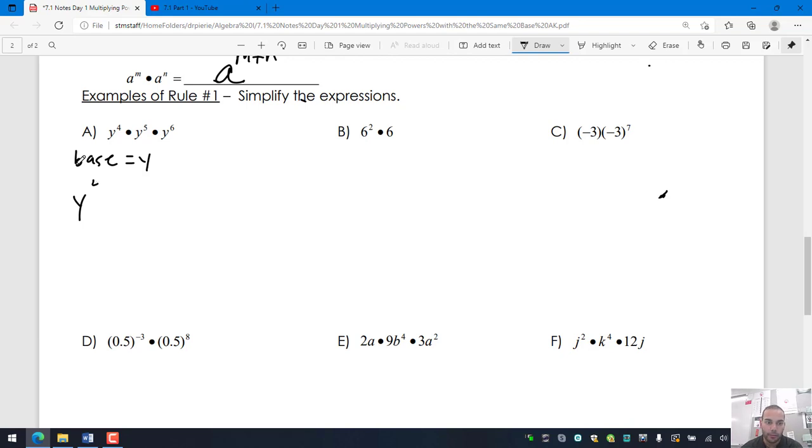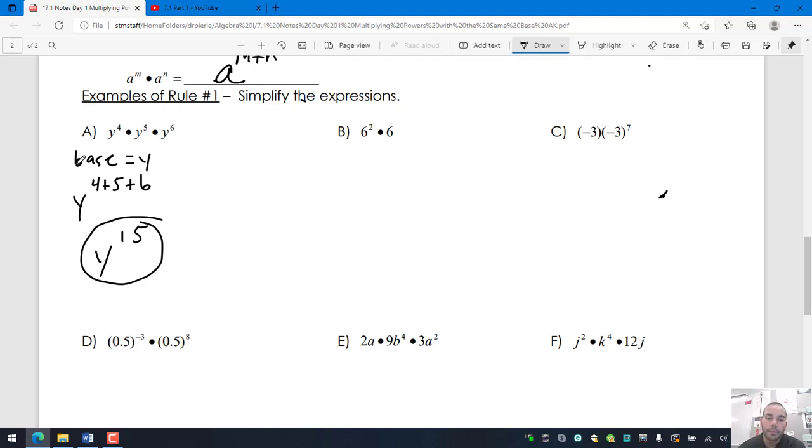My exponents are going to be 4 plus 5 plus 6. Okay, so I'll keep my base. It'll stay y. 4 plus 5 is 9, and then 9 plus 6 should be equal to 15. This is the exact same thing as y to the 15th power.